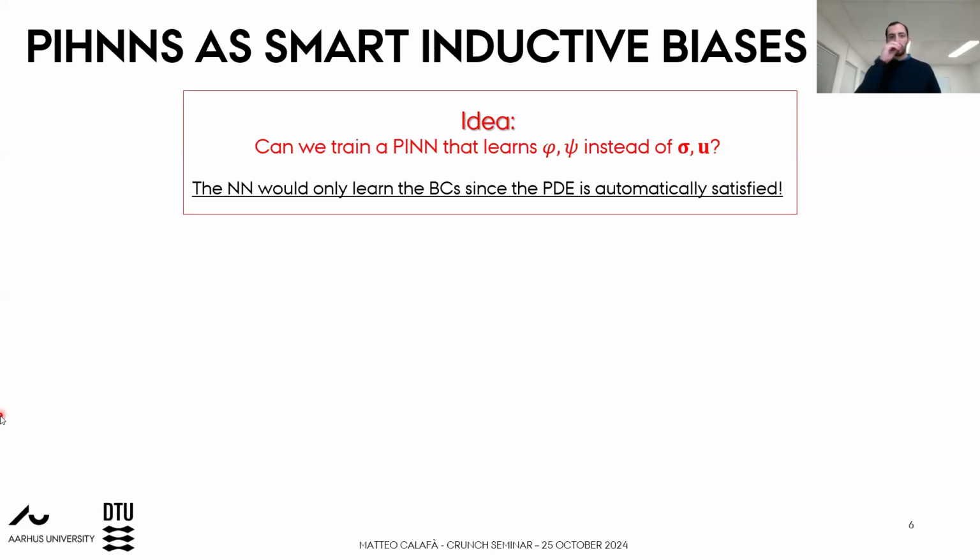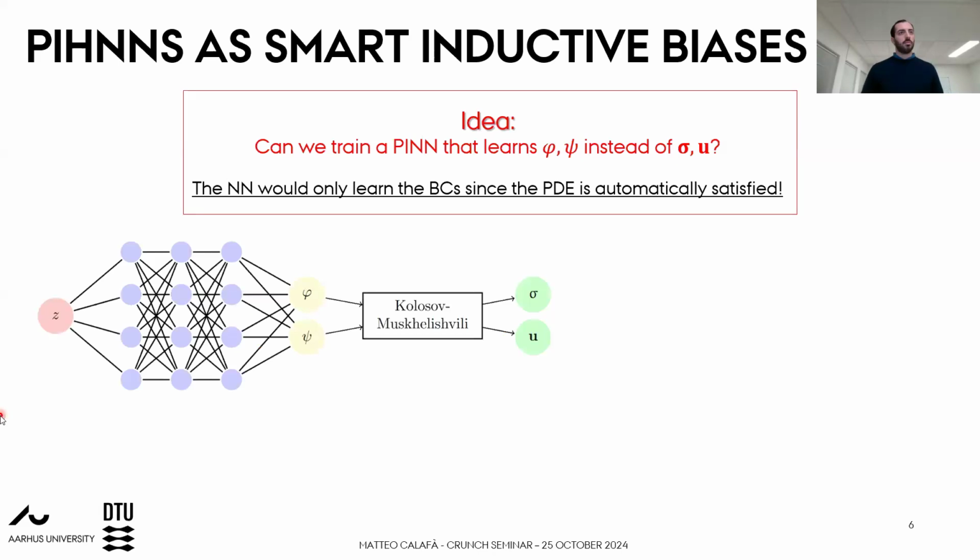So if we really manage to reach this goal, we can get very important benefits in terms of efficiency and accuracy. This is really what we would like to achieve. I just drew here a picture of what the network would look like. We get a complex input, a batch of complex coordinates Z. We employ a neural network that for now we don't know exactly how to define, but we will see it later. Then we get as output the two complex potentials. And thanks to the Kolosov-Muskhelishvili representation, we automatically get displacement and stresses that solve the linear elasticity problem.